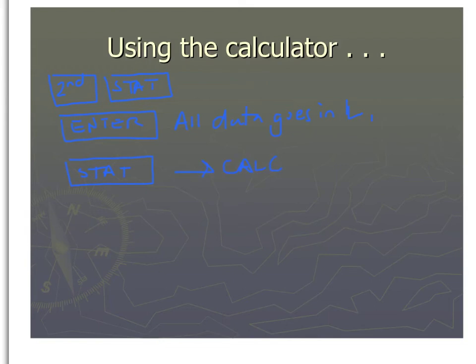From the calculate menu, we will choose number 1, which stands for one variable statistics. And this will come up on your home screen. Your calculator defaults to find the one variable statistics from list 1, so there's no need to type list 1 there. All you will have to do is press enter. And so again, in class tomorrow, we will use these steps to find some means and medians and different things.